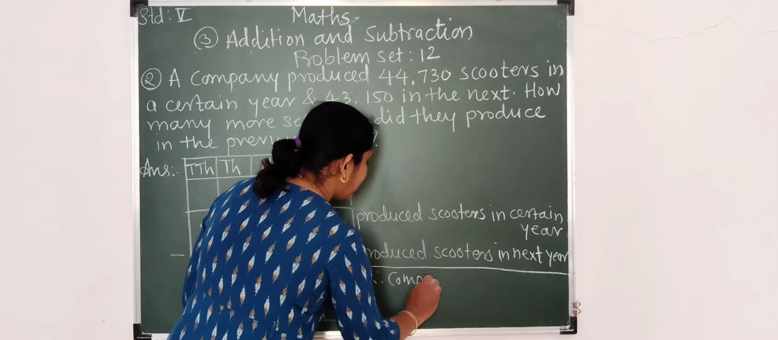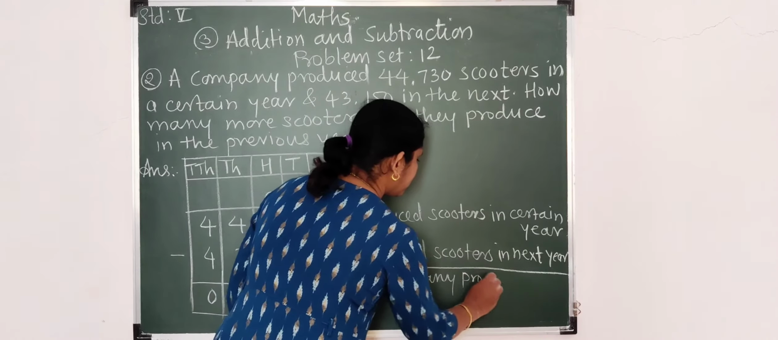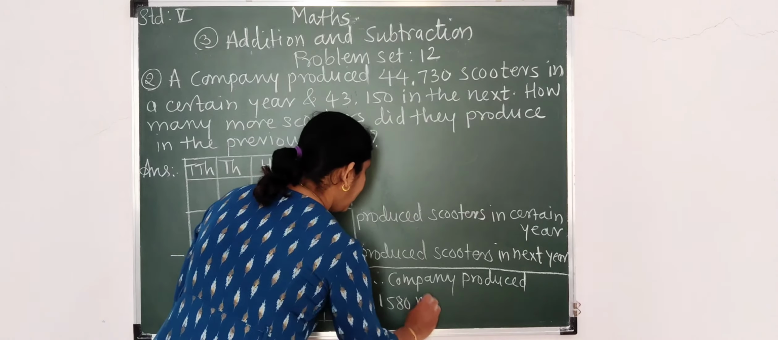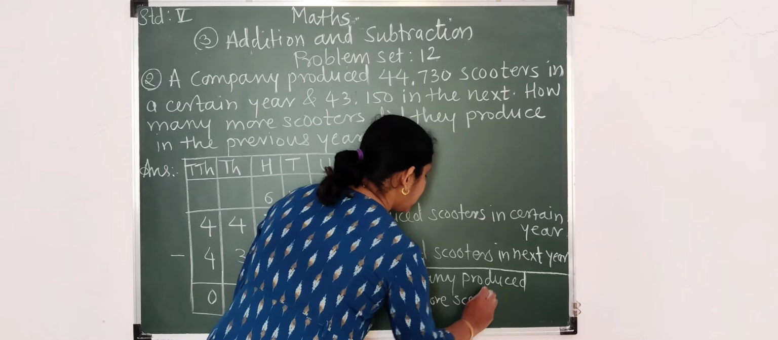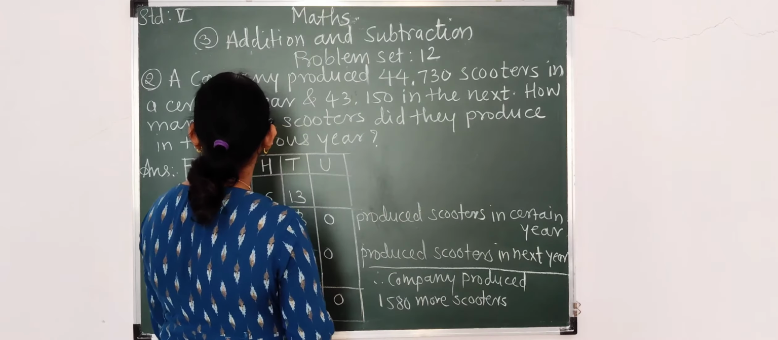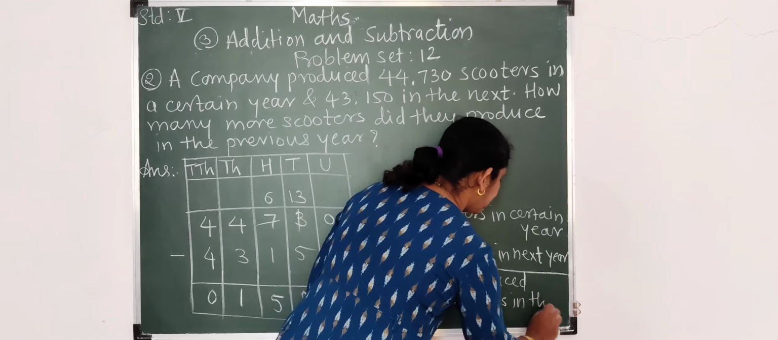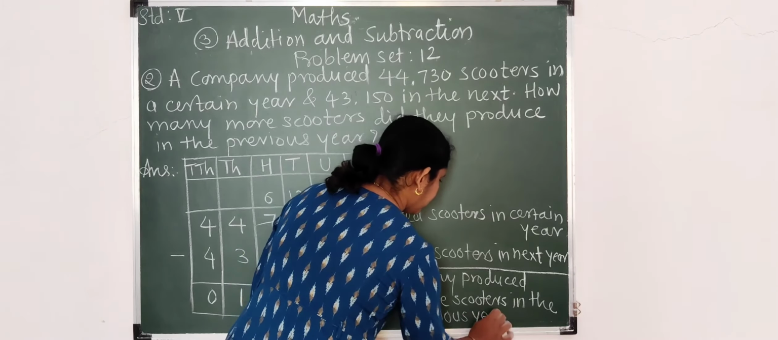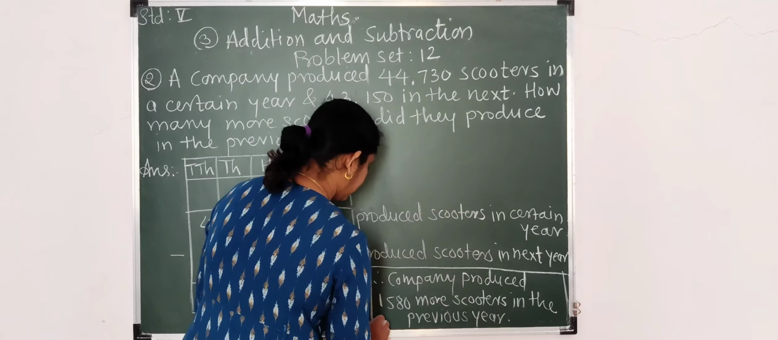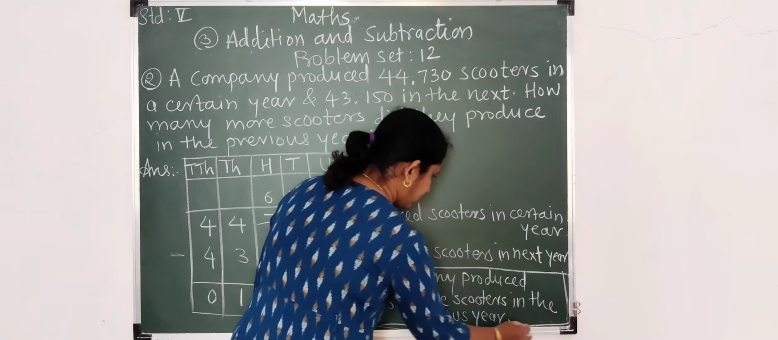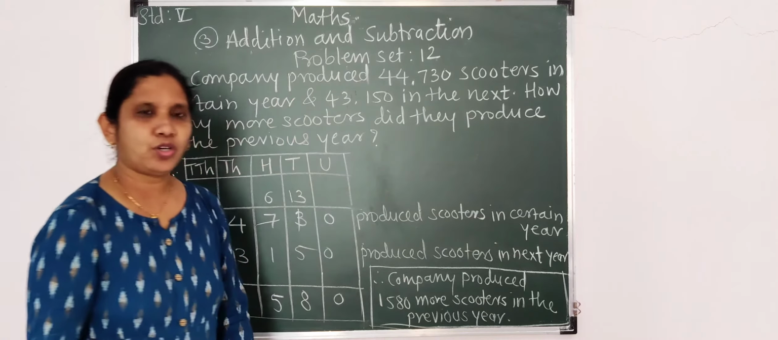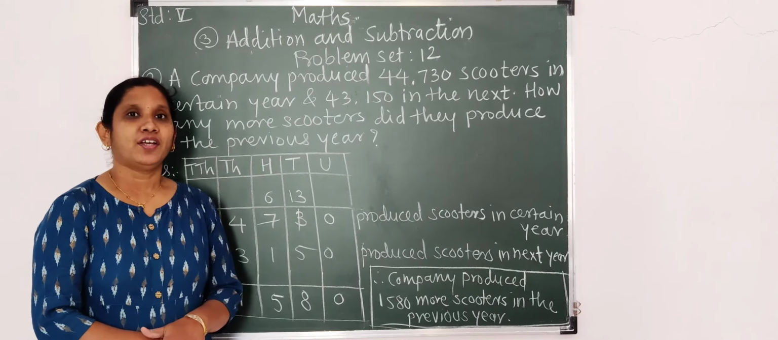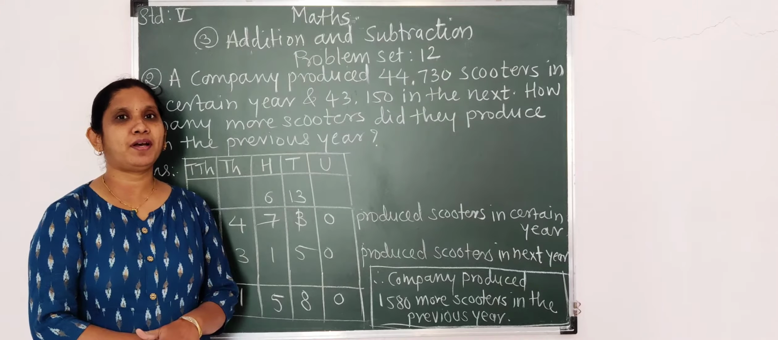Therefore, company produced 1580 more scooters in the previous year. Okay, so do you all understand this example? It is very simple. Practice more so that you will be very perfect in solving the word problem.